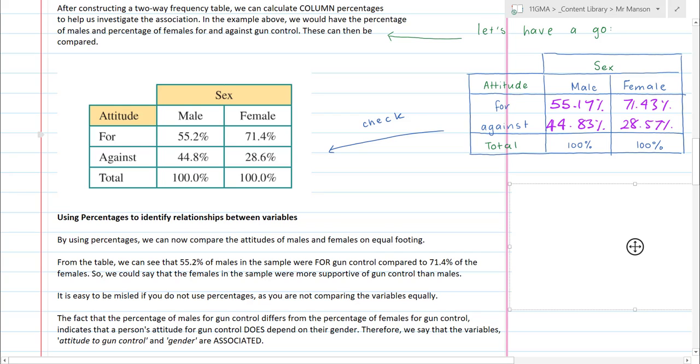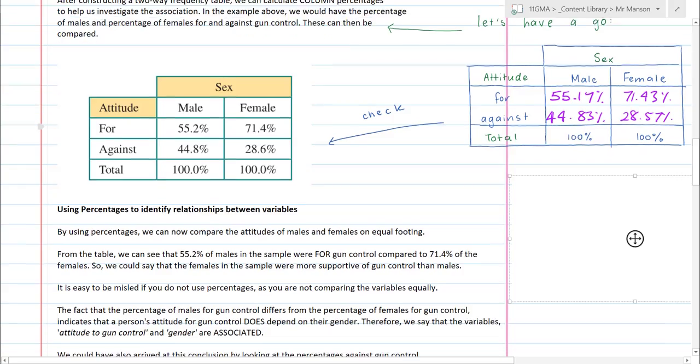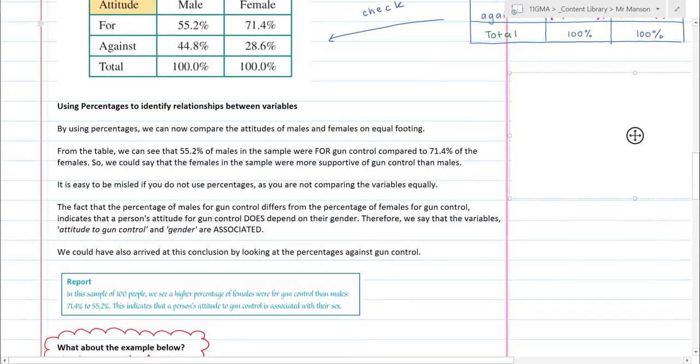And that is that whilst the comparison without percentages looked like males and females were equivalent for gun control, the comparison with percentages shows you that the females are more for gun control based on the information there. So you just got to be careful, and converting to percentages for your conclusions is often a good way to go, and gives you that opportunity.